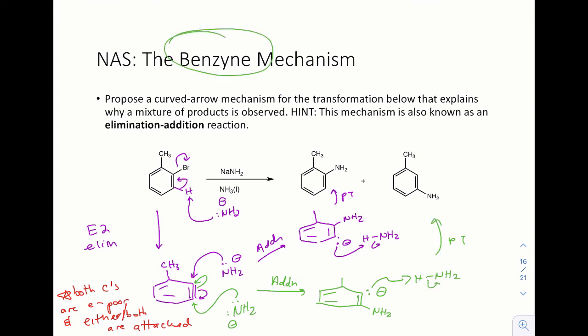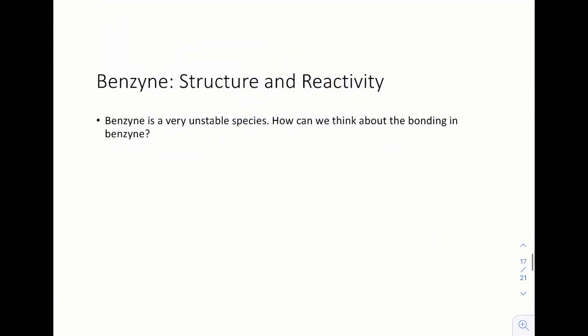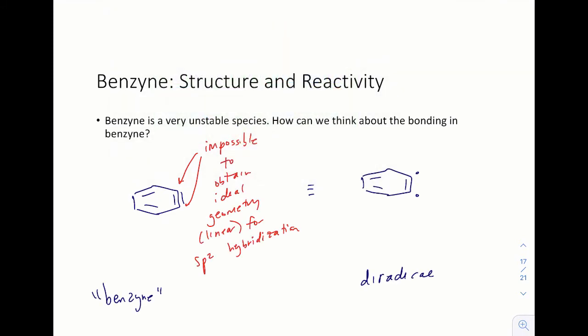Benzyne, very fun. I will briefly underscore one more time that benzyne, as you might expect, is a very unstable species. We did draw it looking a bit like an alkyne, but as we said, it is impossible for these carbons to obtain linear sp geometry, okay? It is impossible because it will break the ring open. Because of that, benzyne is best described as a diradical. Radicals have unpaired electrons, and those carbon atoms do not have complete octets. Thus, both carbons are electron poor.